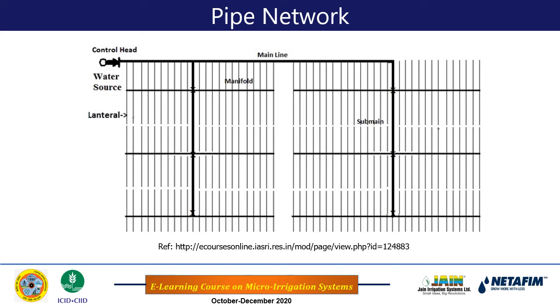So this is the entire pipe network, and the length of all kinds of pipes, that is lateral, submain, manifold, are to be decided with proper design, and also the diameter of all kinds of pipe, that is lateral, submain, manifold, and main line, has to be designed hydraulically properly. This will of course be covered in the design class, but this is all about the pipe network.